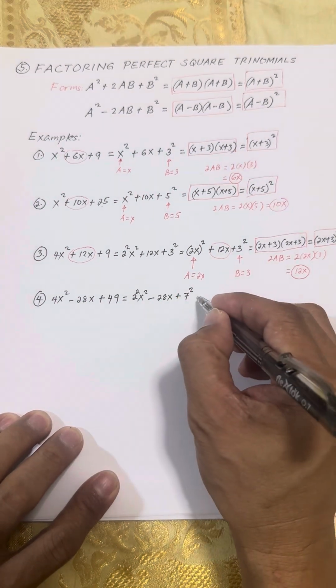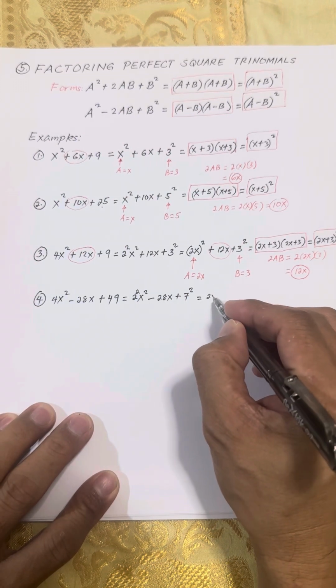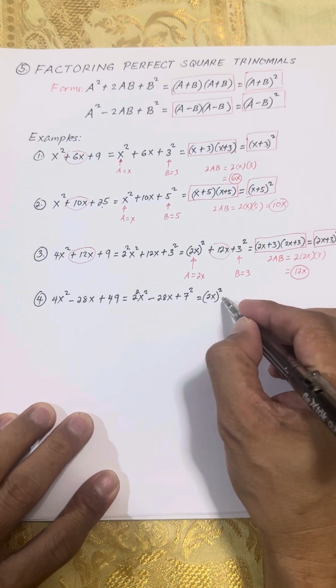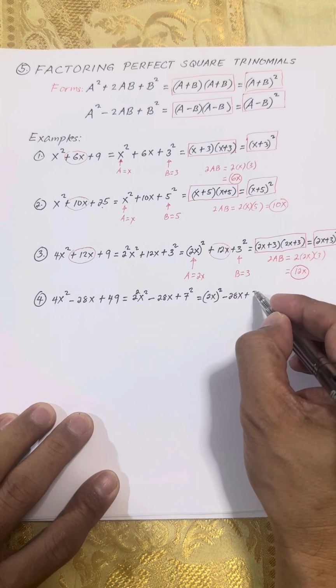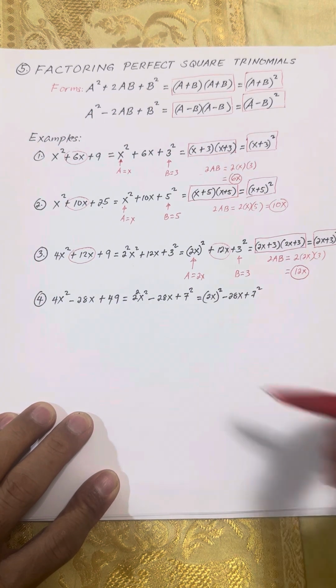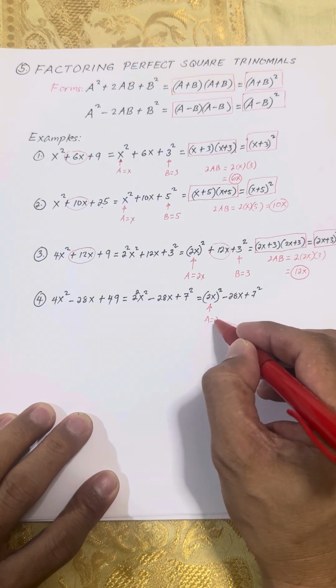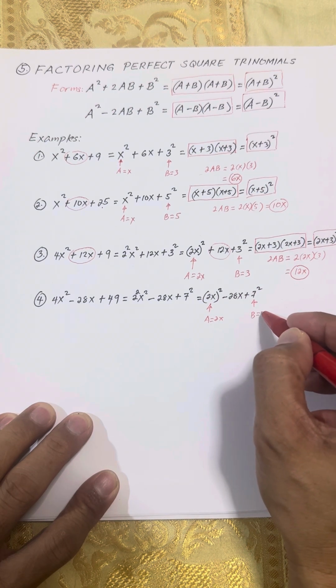Okay, then rewriting the first term, we can rewrite this as 2 times x raised to the common power, which is equal to 2, then minus 28x, then plus 7 squared. So find what is our a. A is 2x, then our b is equal to 7.